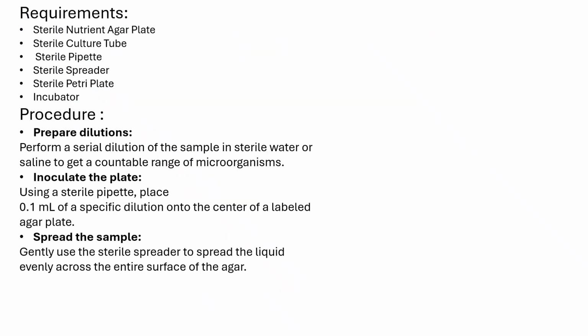The requirements are a sterile nutrient agar plate, sterile culture tube, sterile pipette, sterile spreader, sterile petri plate and an incubator. Now the procedure. Firstly, we have to prepare serial dilutions of the sample using sterile water or saline water. Then inoculate the plate with 0.1 ml of a specific dilution on the center.